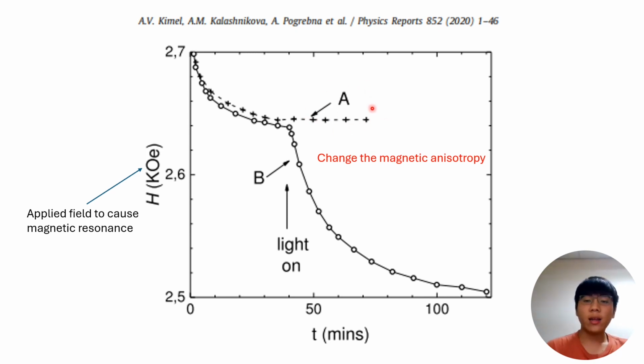So what kind of light is it? It is an unpolarized near infrared light. So the applied field change indicates a change of the magnetic anisotropy of the YIG. So this is the point that the research wants to talk about.